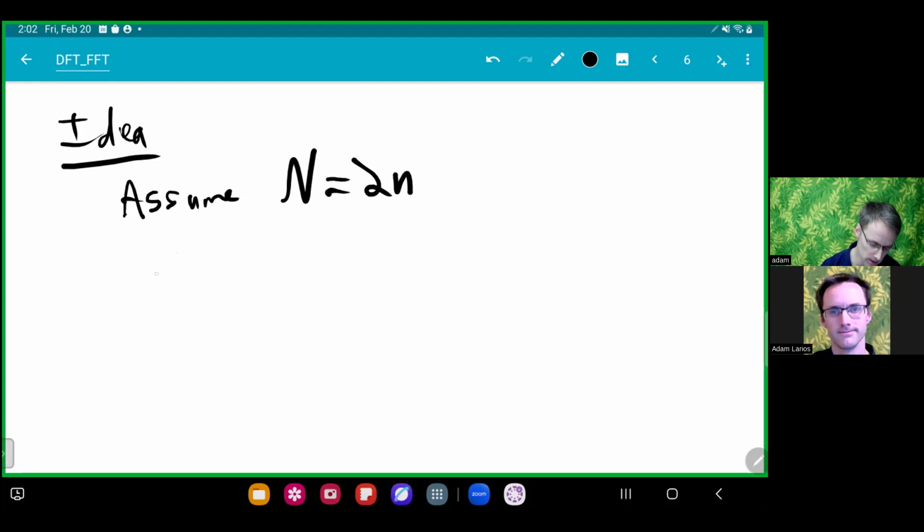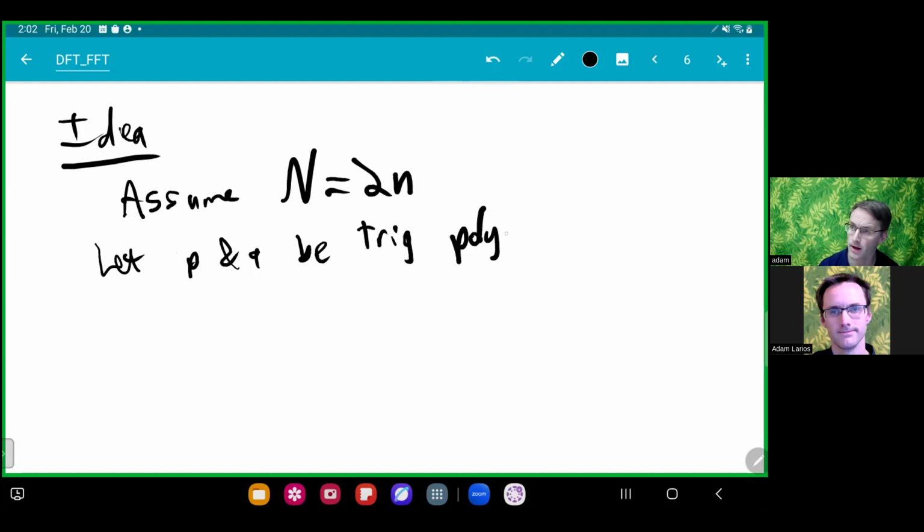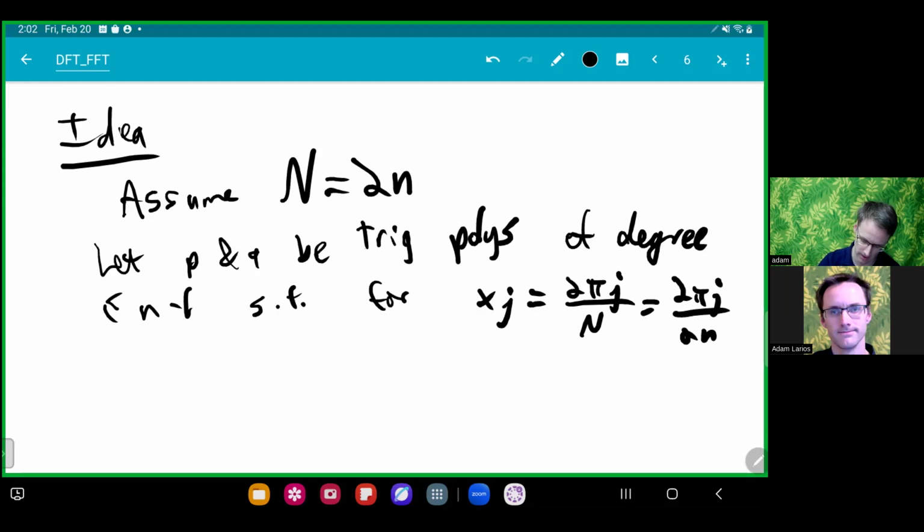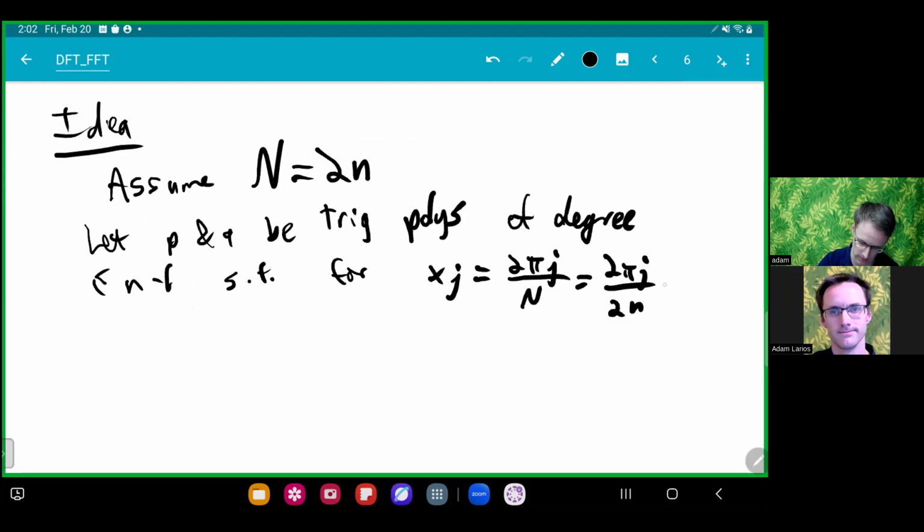And then let p and q be trigonometric polynomials of degree less than or equal to little n minus 1, such that for our evenly spaced points x_j, these are 2 pi j over capital N, but remember that's 2 pi j over 2 times little n, which is just pi j over n.